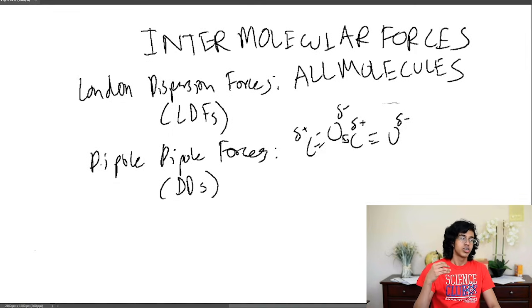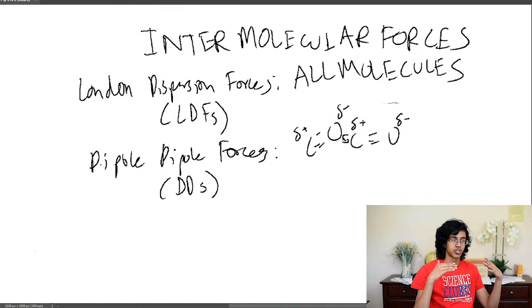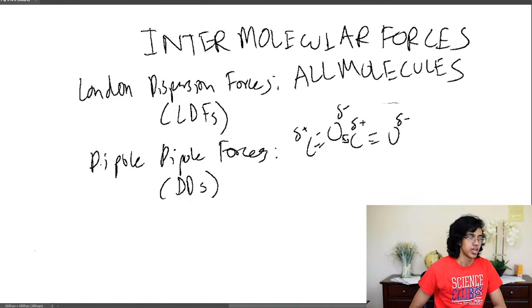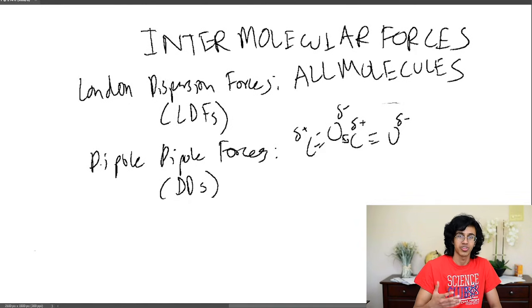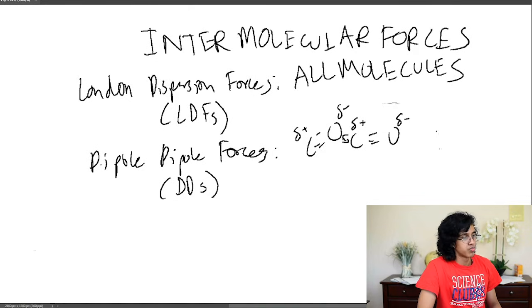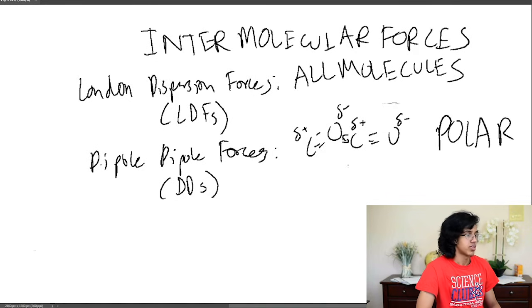Now, the reason why dipole-dipoles are stronger than London dispersion forces is because the dipoles are permanent. They're always happening, they're consistently attracted to each other. And you can clearly see why it only happens in polar molecules, because in a nonpolar molecule, these dipoles would not be permanent. Polar! Okay, and then the last one we got to talk about are hydrogen bonds.